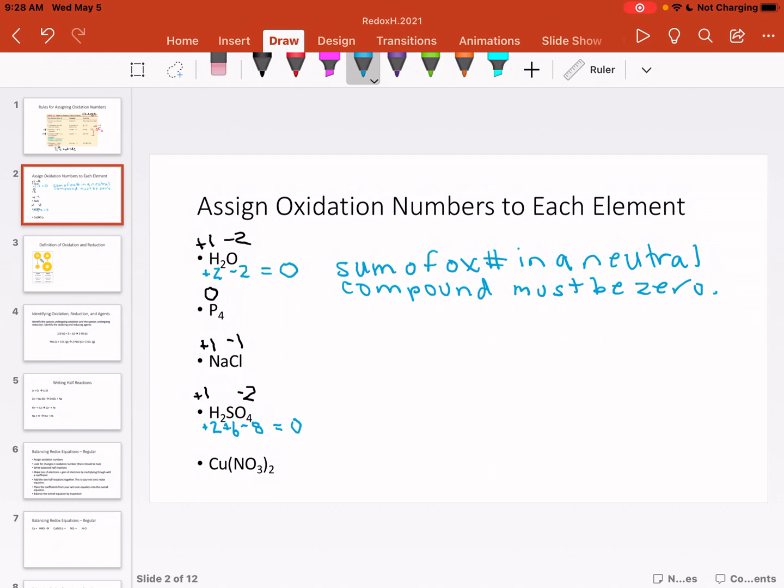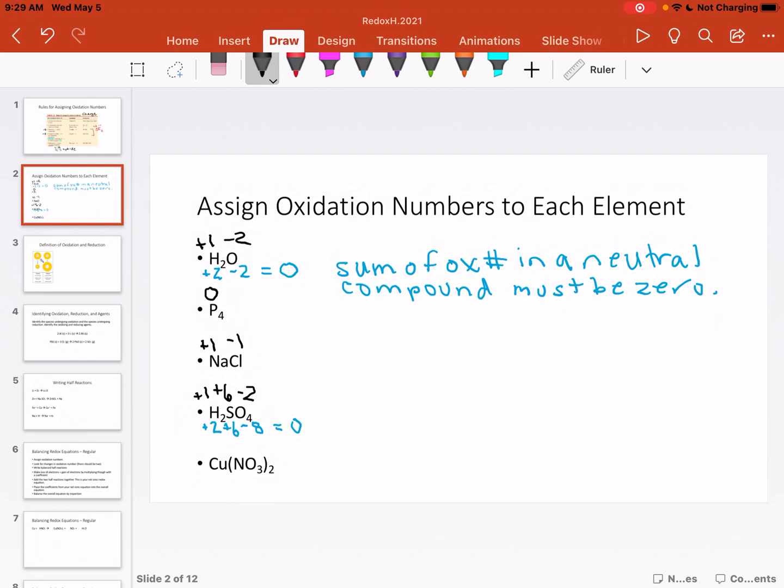I only have the 1 sulfur. It doesn't have to split that +6 charge among many members, and so that 1 sulfur must carry the +6 charge. Then, our very last one on the page here, we have copper and we have nitrate. To figure out the copper, realize this is an ionic compound. It's a metal and a polyatomic ion.